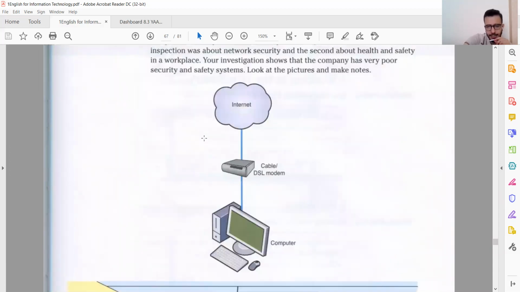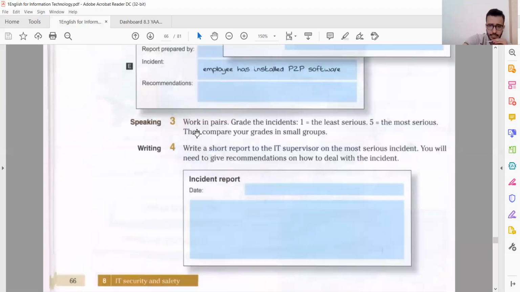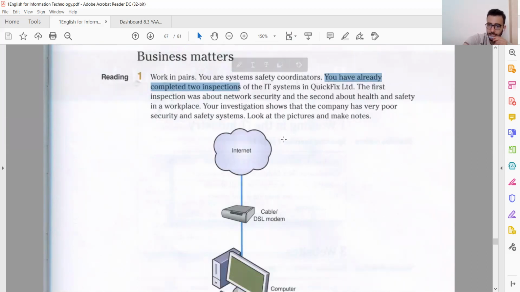Okay, the last thing quickly. The last page of the book is this one. Work in pairs. You are system safety coordinators. Okay. You have already completed 2 inspections of the IT systems in Quick Fix Ltd.